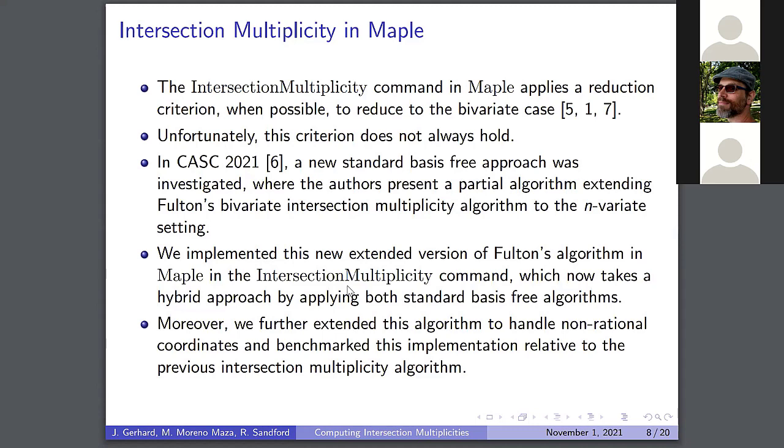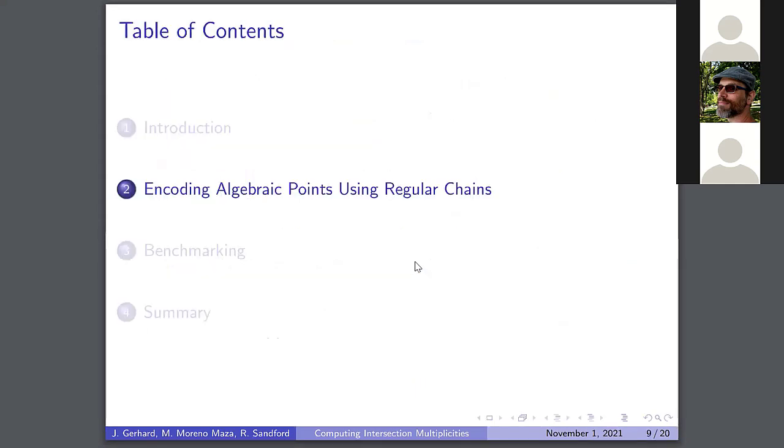So today, what we want to talk about is what we did to the IntersectionMultiplicity command. We adapted this command to include both of these standard basis free algorithms. It would apply first this new generalization that was given in CASC, and then the standard basis free algorithm, which uses tangent cones already in Maple, and sees if one of them succeeds, because they're both partial algorithms. Moreover, we implemented this algorithm, and then we extended the theory to handle non-rational coordinates. Then we benchmarked it to see, okay, is this new approach faster? Do we get anything from it? That's what we're going to talk about really quickly.